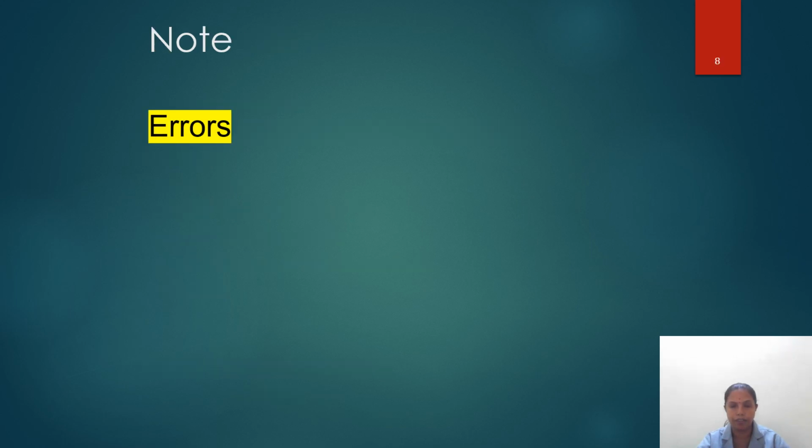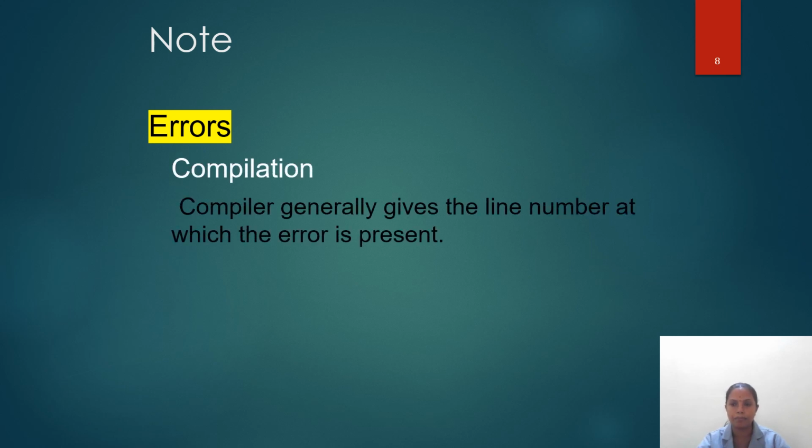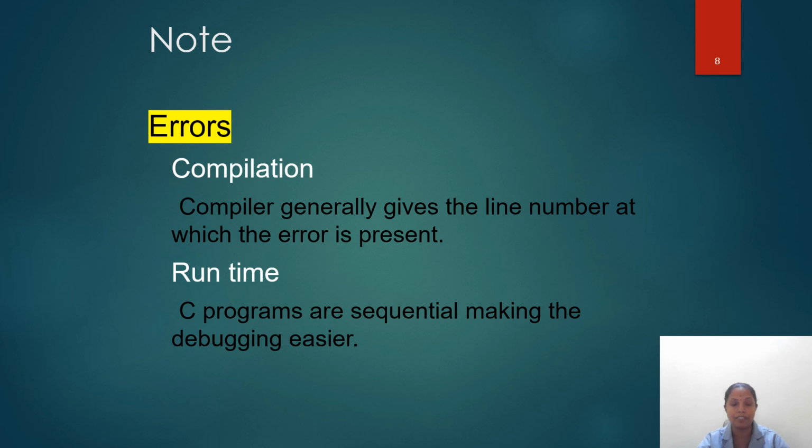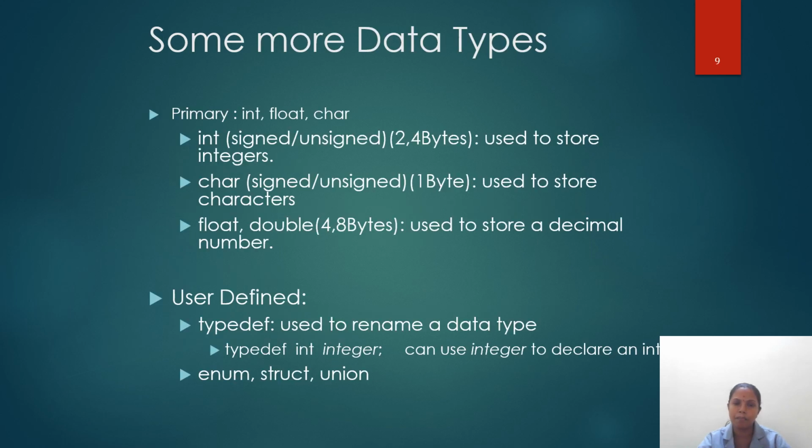We have noted that the C programming language also has errors. There are two types of errors in the C programming language, that is compilation error and runtime error. The compiler generally gives the line number where the error is present, and at runtime, whatever errors are present in the program will be visible. So two types of errors are available in the C programming language, compilation error and runtime error. And now we're going to see some more data types.